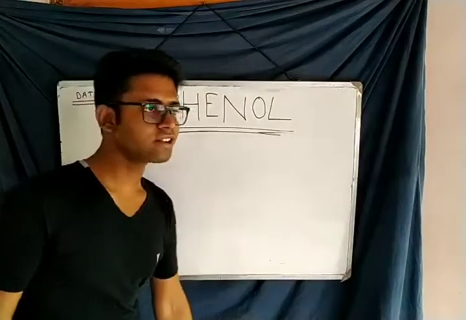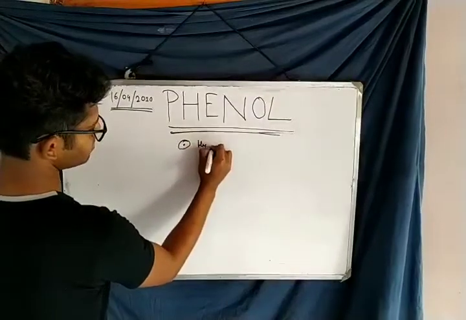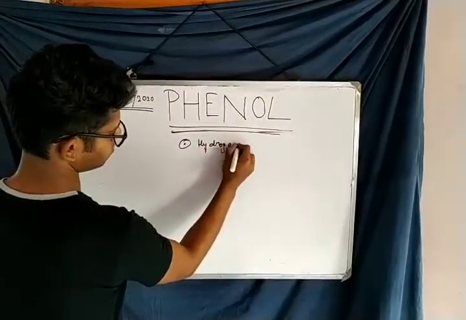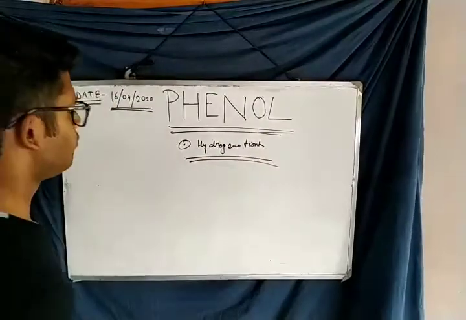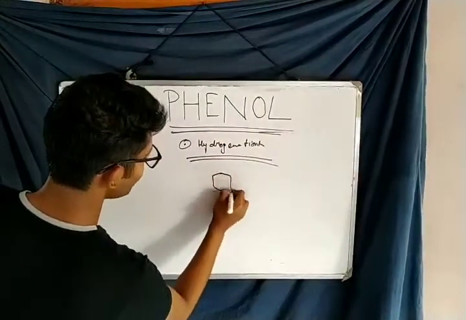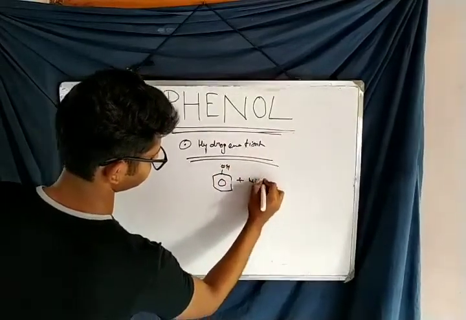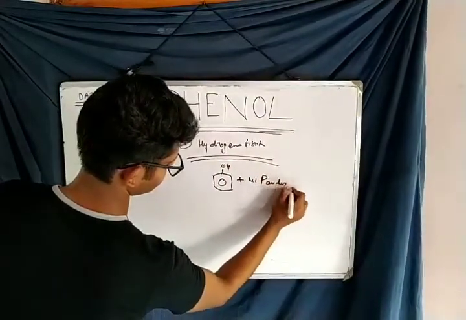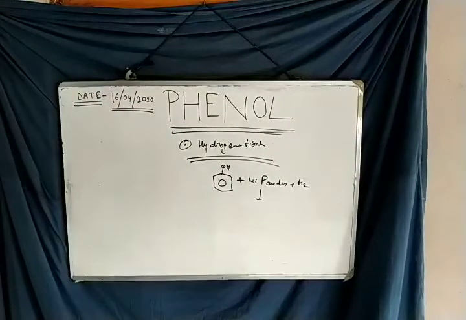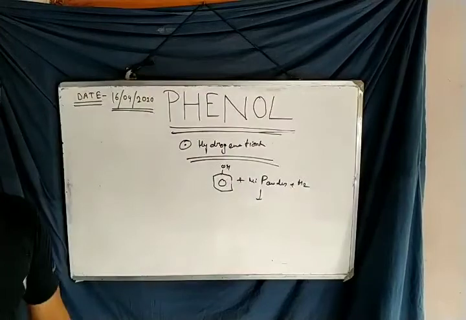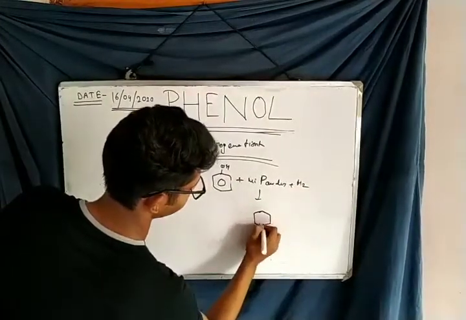The last two reactions are obtained. One is hydrogenation. When phenol reacts with nickel powder and hydrogen, the compound obtained from this reaction, these three bonds will go, and this is the compound.